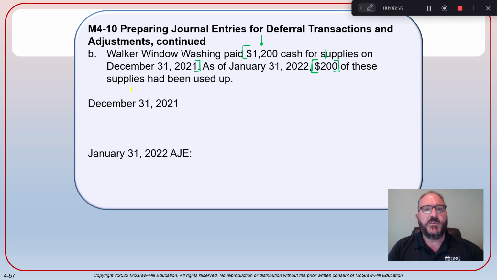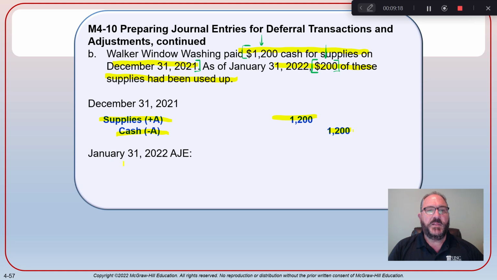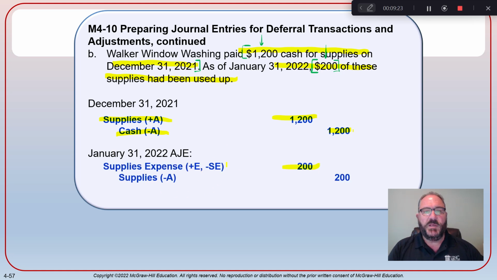All right, so here another one. They had $1,200 for supplies on the books on December 31st, and as of January 31st, $200 of this has been used up, okay? So we're going to show the journal entry. This is where we bought the supplies. So we traded our cash for supplies, and then on January it says we used $200. What's going to happen? Supplies expense, $200. Lowering supplies, which is an asset, by $200. How much is left? $1,000. We used $200 of it.